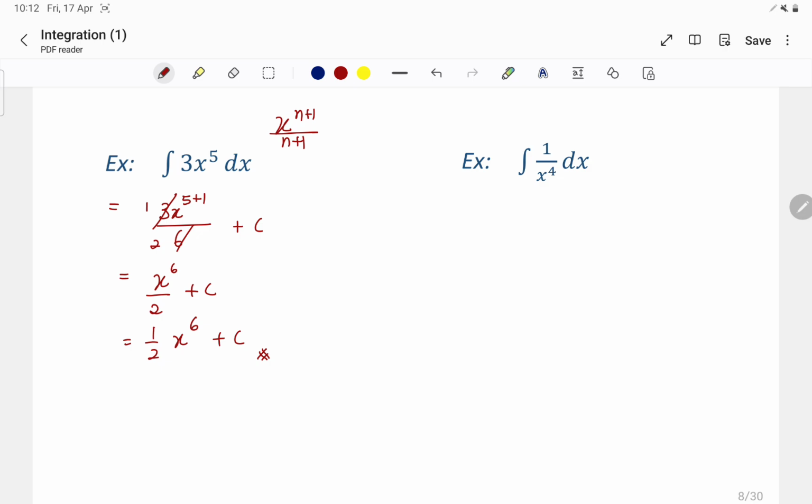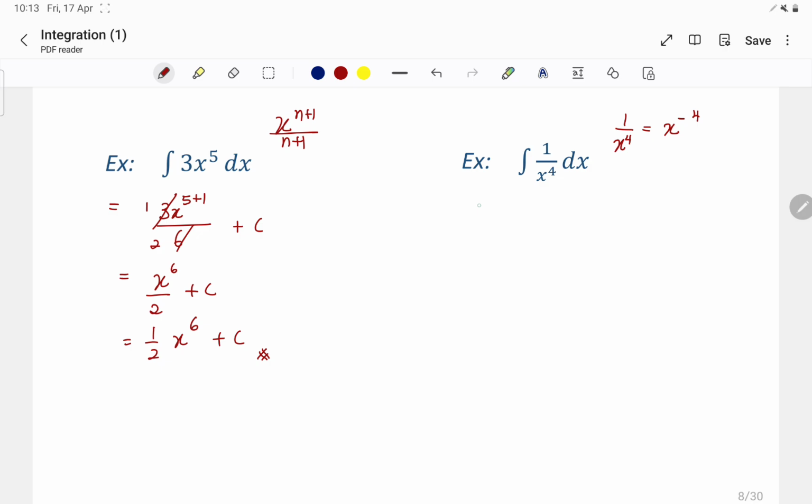Okay. Now, the next one we have is integrate 1 over x to the power of 4. This is a very common issue that you're going to see when you solve integration. When your denominator has x, the variable x with some power, what you have to do is change this into index form, which is 1 over x to the power of 4, you change to x to the power of negative 4.